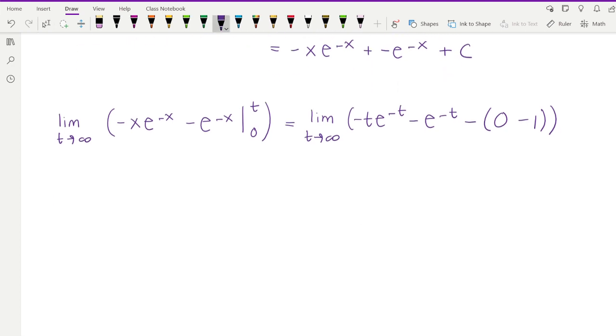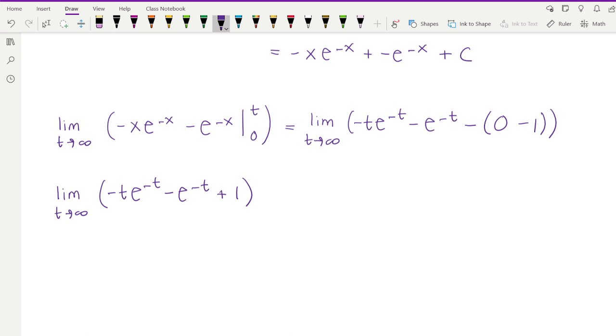Okay, so let's simplify that a little bit, and then we'll take our limit. So we have the limit as t approaches infinity of negative t e to the negative t minus e to the negative t, and then that becomes plus 1. So to evaluate this limit, let's kind of take these term by term. So let's start with this one. So let's separately think about how would we find the limit as t approaches infinity of negative t times e to the negative t.